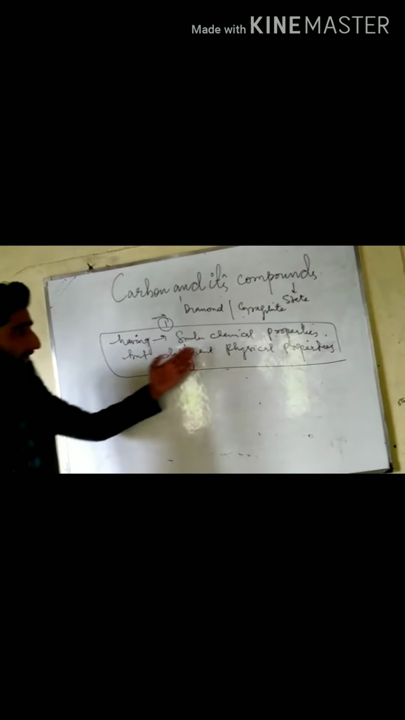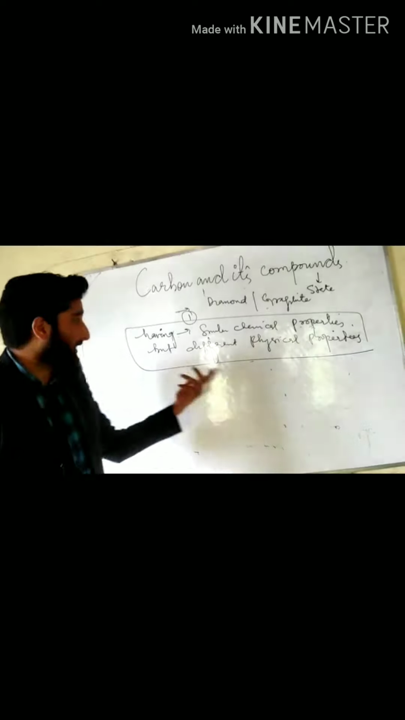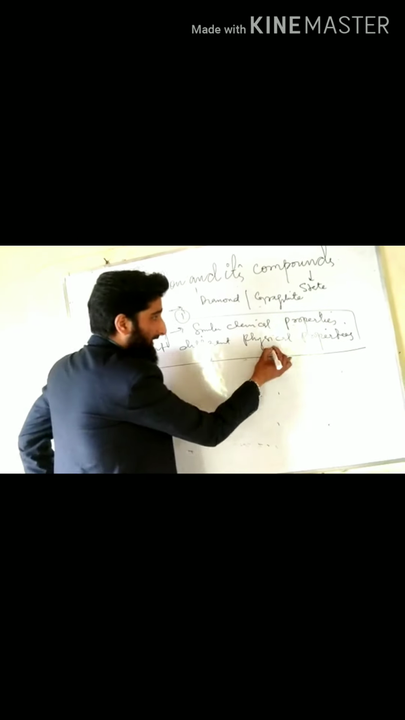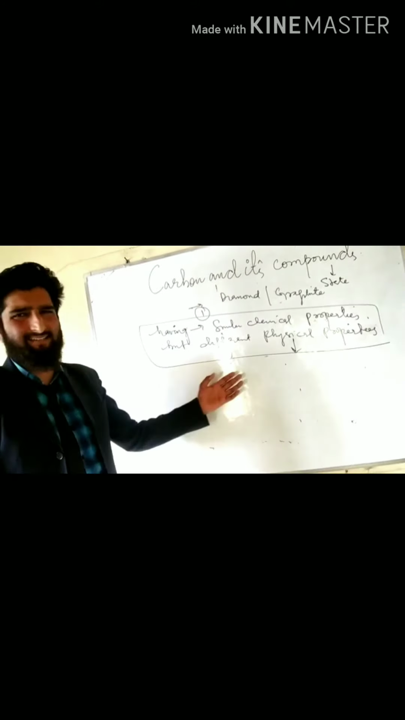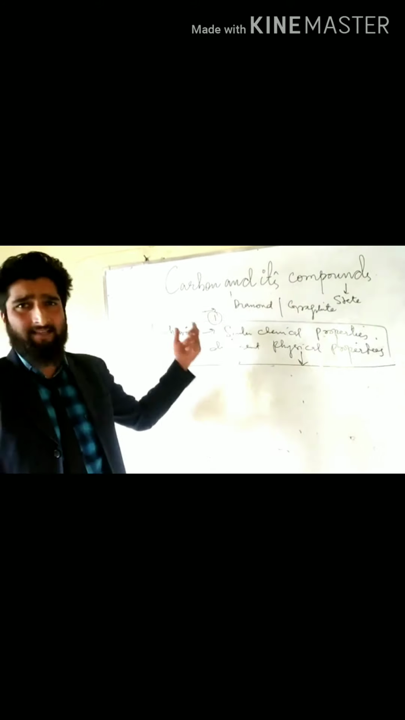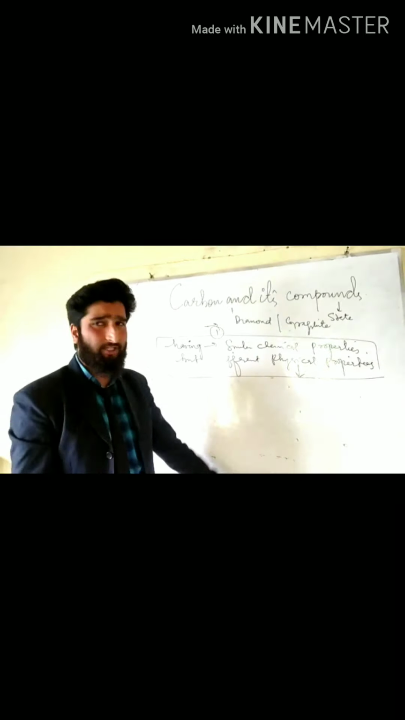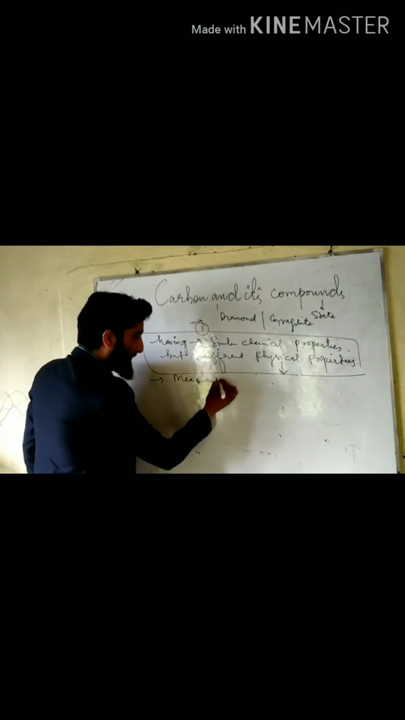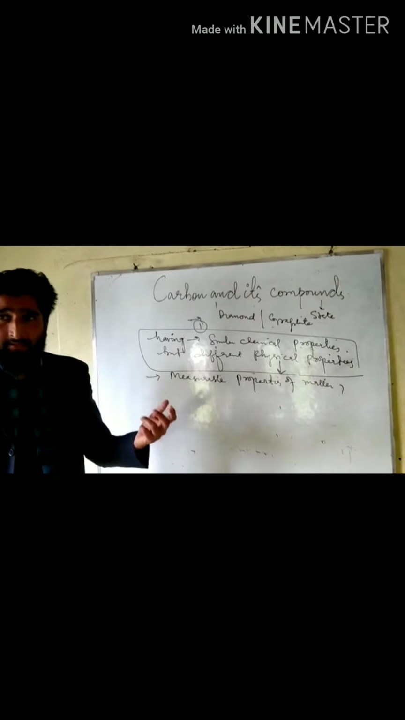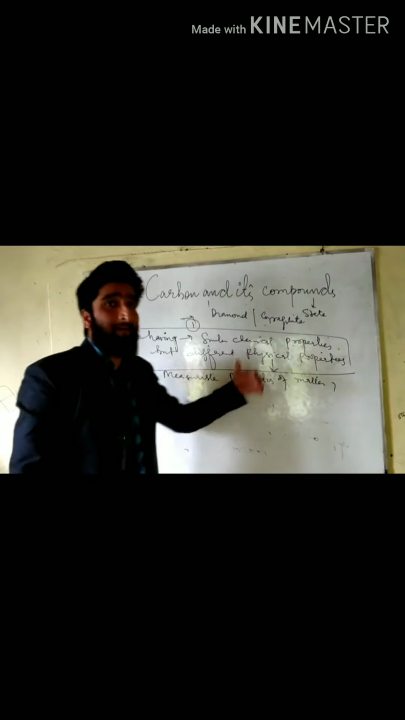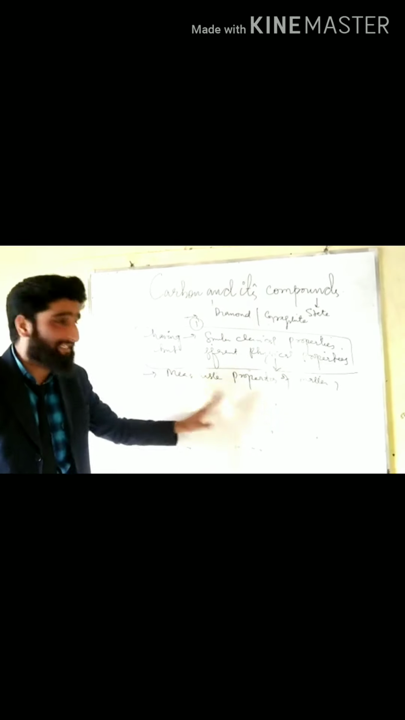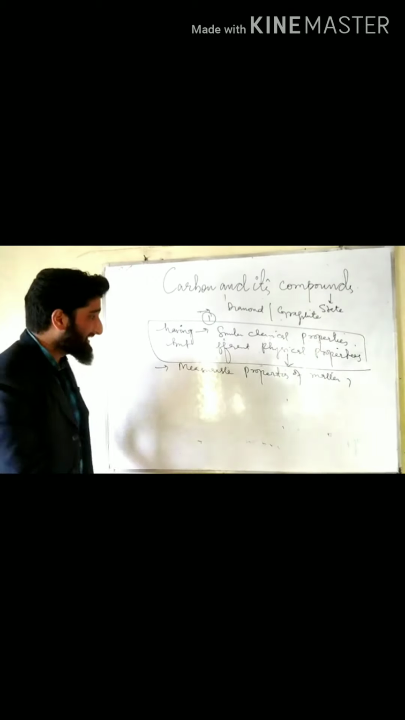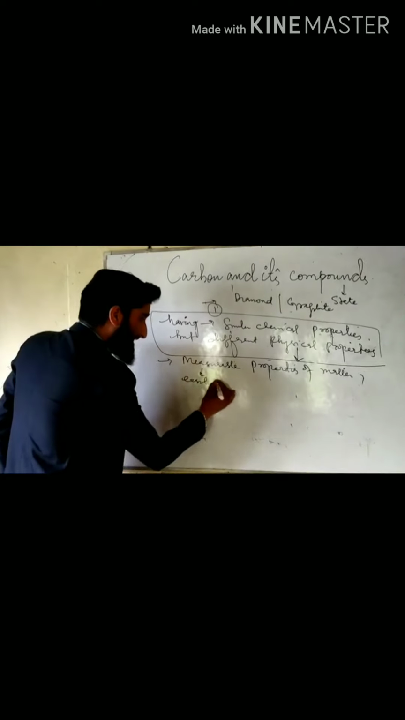Before discussing these similar chemical properties and different physical properties, let me tell you what these physical and chemical properties actually are. We have discussed it many times during our classes. Let me recapitulate what physical properties actually are. These are measurable, characteristic properties of matter. If we have to distinguish one matter from another matter, we distinguish them on the basis of physical properties. These are the measurable, easily detectable properties.